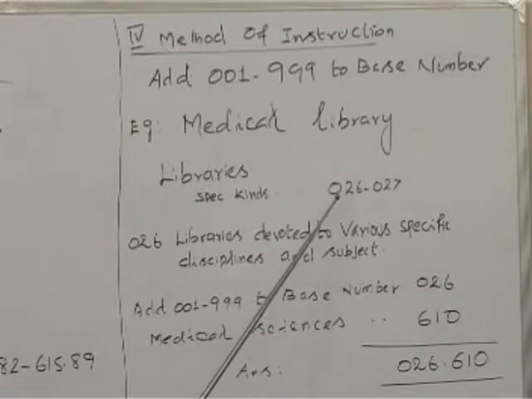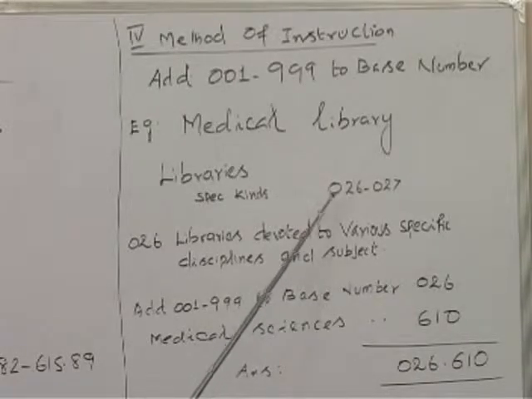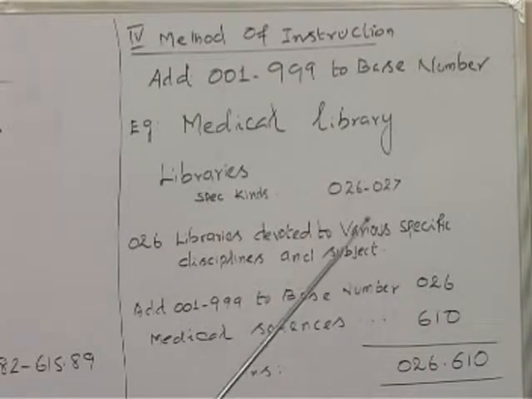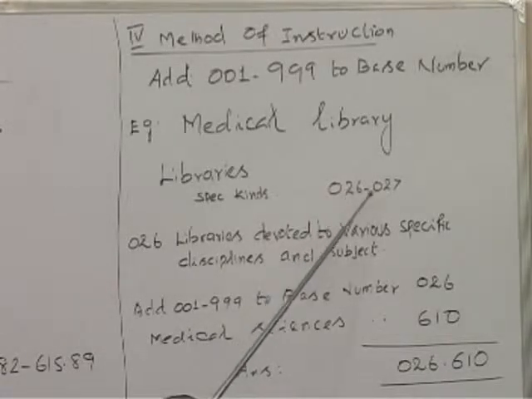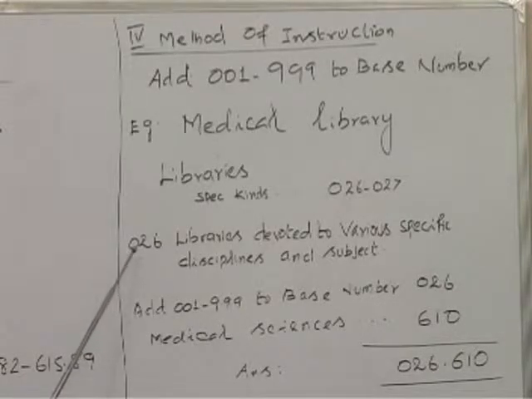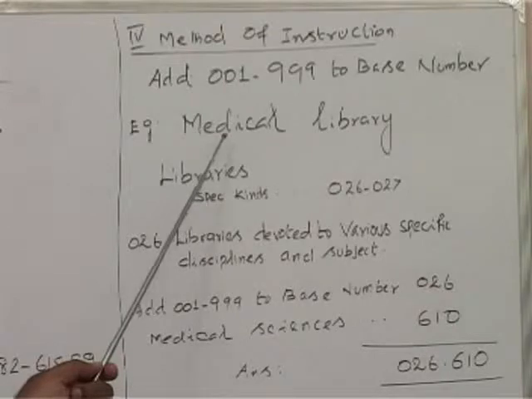Still, we have not confirmed whether the number which we have taken is right or wrong. For that purpose, enter into the schedule. Yes, we start searching from 026 to 027. Now, when we enter into the schedule, under 026, there is a term written there: libraries devoted to various specific disciplines and subjects. It is matching our question. See, libraries devoted to specific subjects of medical.